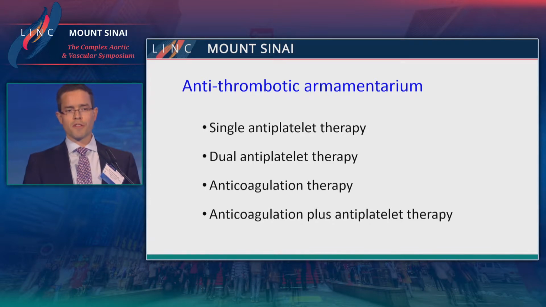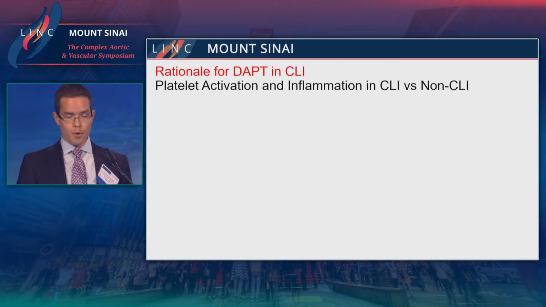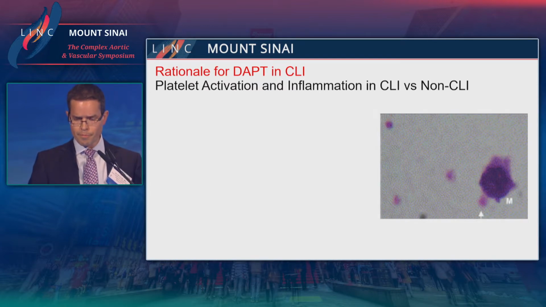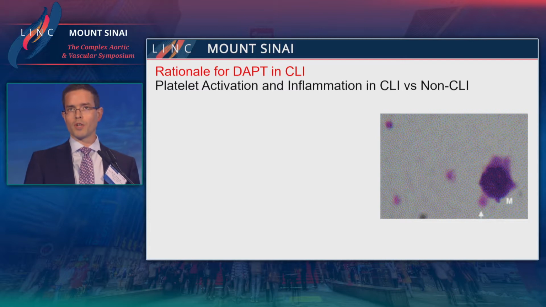So setting all the theory and considerations aside, at the end of the day, these are the options that we have for antithrombotic therapy. We can use single antiplatelet therapy, dual antiplatelet therapy, anticoagulation therapy, or combine both antiplatelet with anticoagulation. There is a theoretical reason why we would use dual antiplatelet therapy in CLI, and that relates to their risk of thrombosis, both in terms of MACE and limb outcomes.